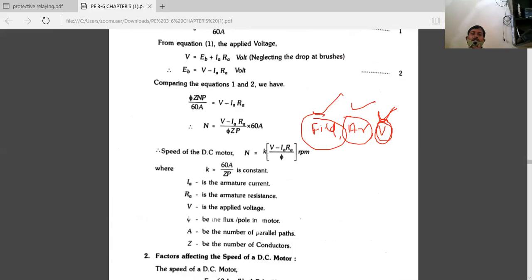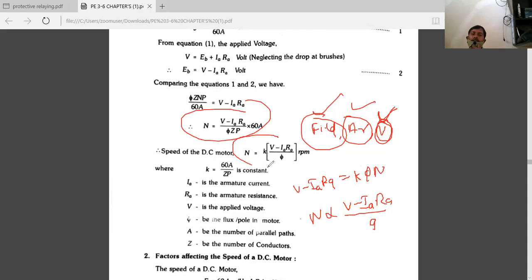These equations I already discussed, but I will write it again. V minus Ia Ra is equal to K times phi into N. So N is directly proportional to (V minus Ia Ra) by phi. This is the equation, which I already discussed.